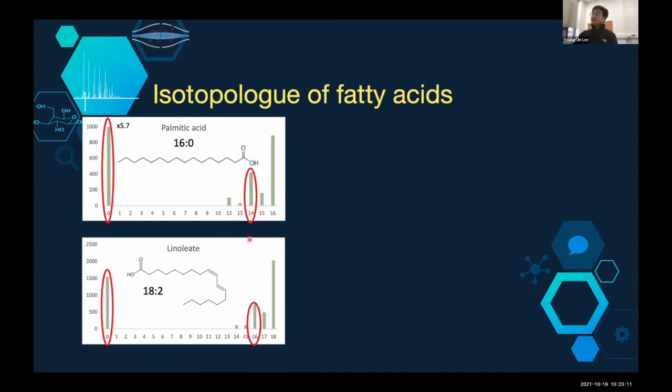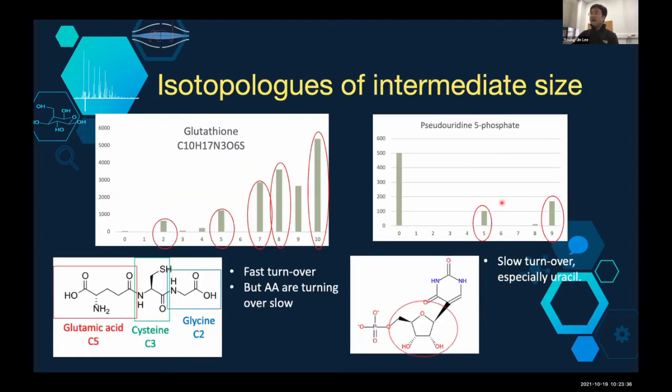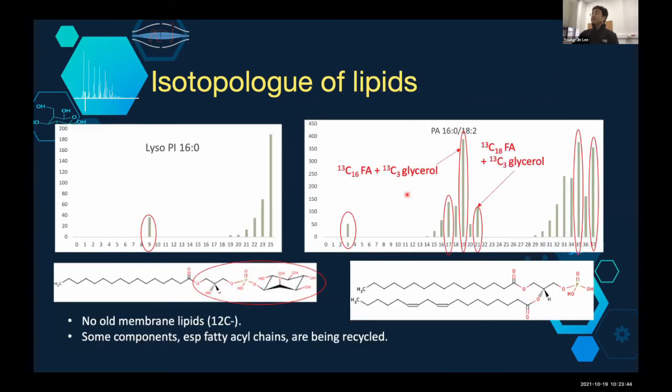We see 12 carbon short-chain lipids, so less 13 carbon abundant, which is very interesting, and that's probably something to do with fatty acid biosynthesis, adding 2 carbons at a time. There may be 12 carbon acetyl ACP hanging around with a low turnover rate. We see some interesting patterns again because of the different turnover times. And I'll stop here.